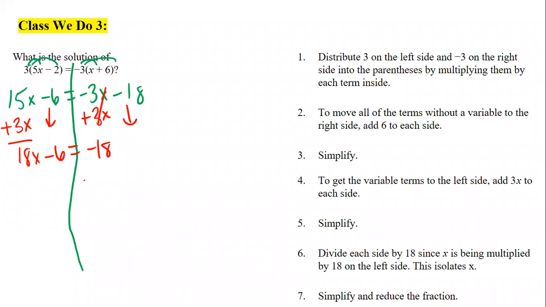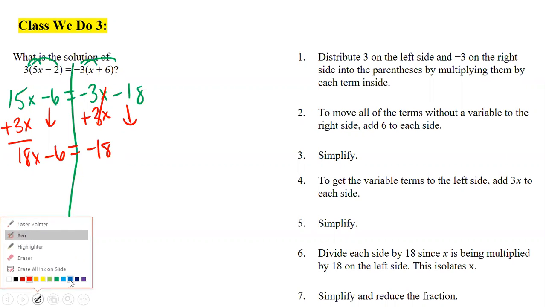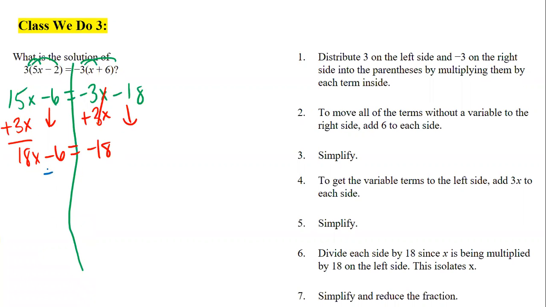All right. And then I simplify. And then I'm going to move my constant. And my constant is -6. In order to move it, I've got to add 6 to both sides. If you owe me $18 and you pay me 6, how much do you still owe me? 12. You still owe me 12 bucks. I want my money.